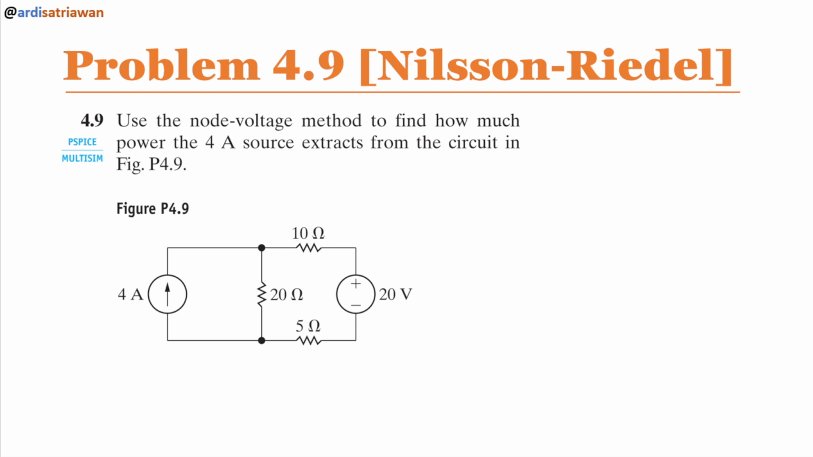So the question is, use the node voltage method to find how much power the 4 ampere source extracts from the circuit in figure 4.9.